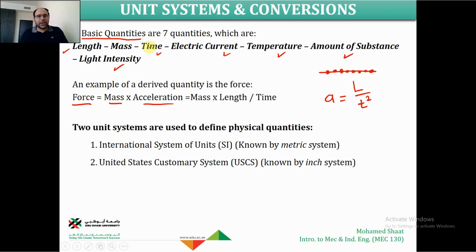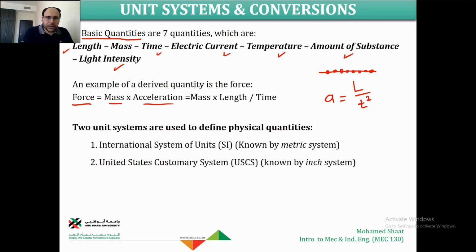So we can say that the force is a derived quantity. A derived quantity can be derived. It is not a basic quantity. It can be broken down. It can be formed by the multiplication of mass times acceleration. The acceleration itself is also a derived quantity. Why? It can be broken down into a length divided by a time squared, into length and time. So the acceleration and the force are both derived quantities.